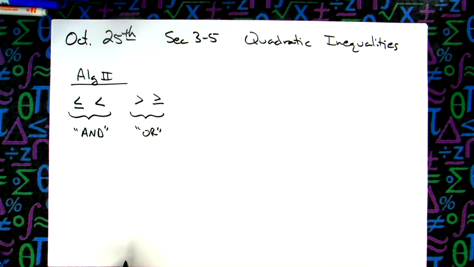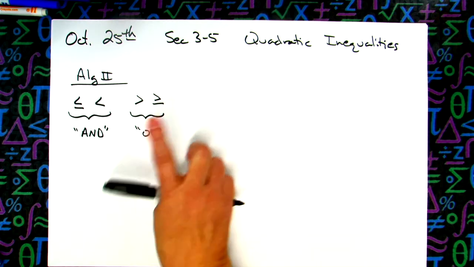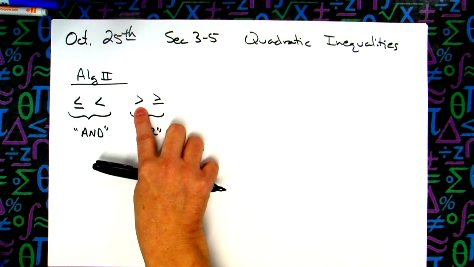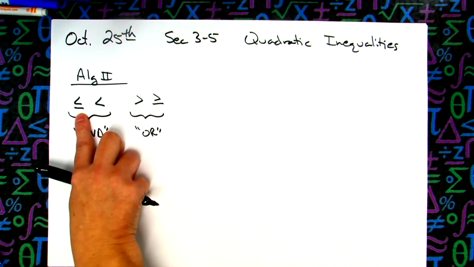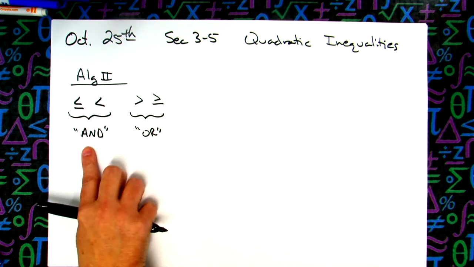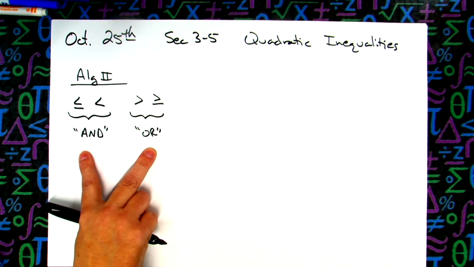All right, and you probably just memorized it that way. If you need a mnemonic, greater, right? Greater than. If you emphasize greater than, then you can get an or out of there. If you do less than and you emphasize the and, you get an and in there, if you need a mnemonic to memorize it.